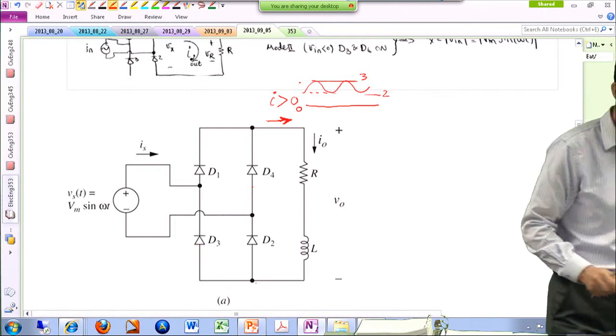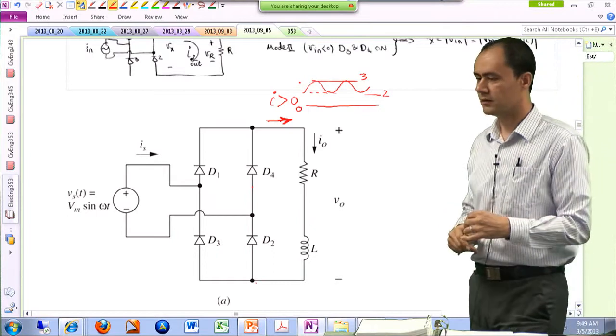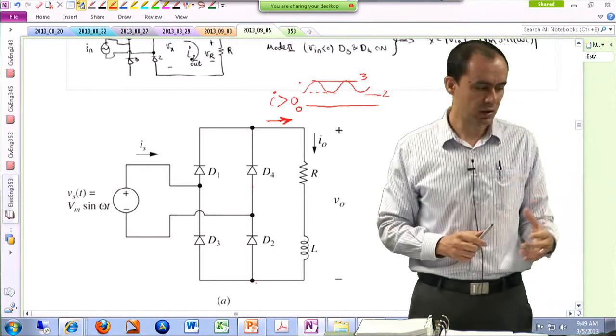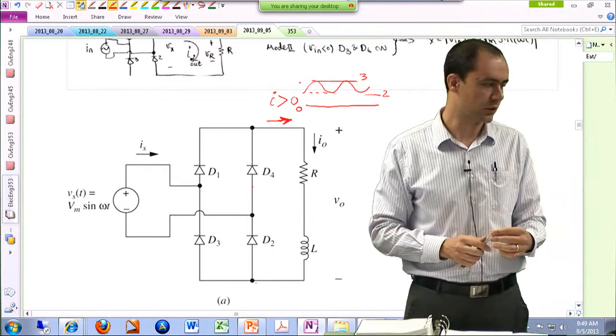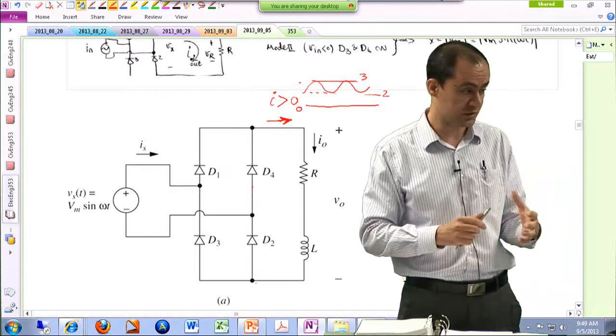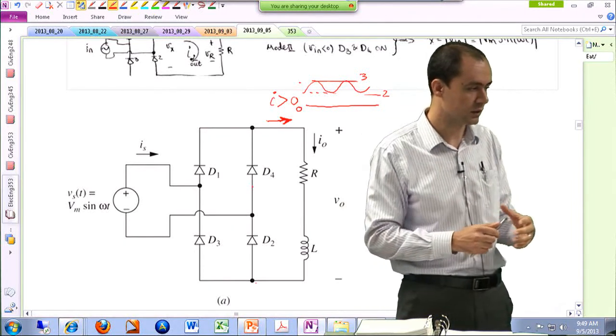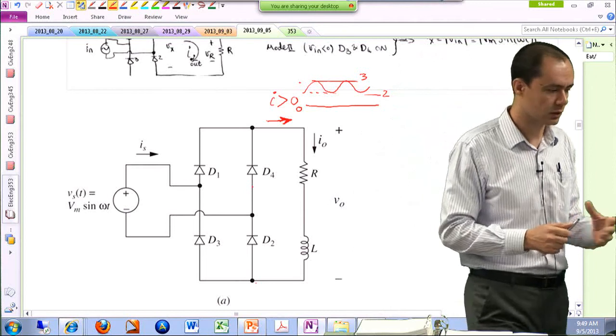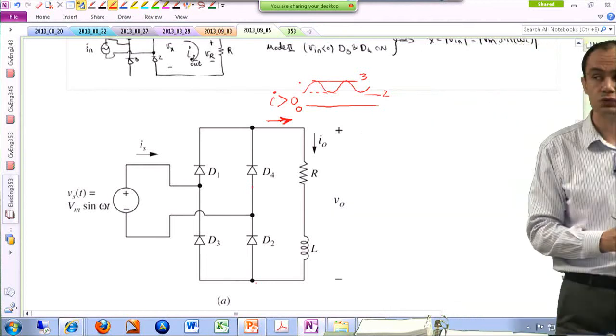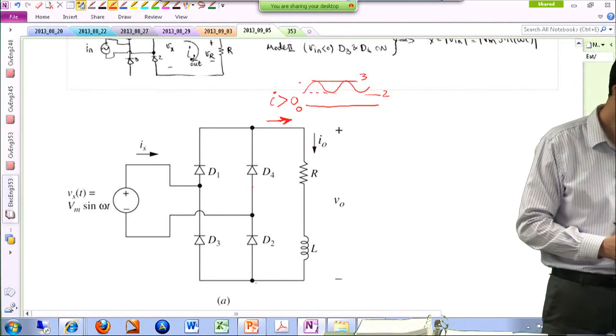So far it narrows down our possible modes. We have 4 diodes, so 2 to the power of 4, which is 16 possibilities for D1 through D4 to conduct or be off. So far, we can rule out some of them.